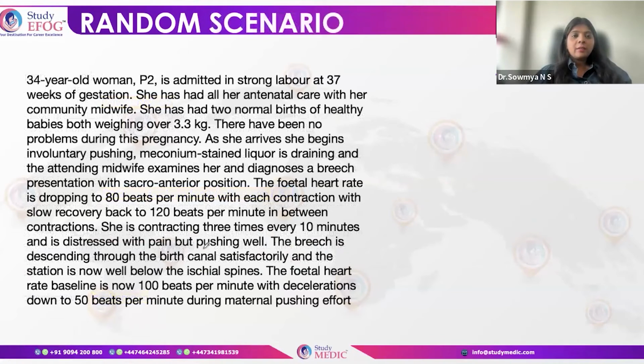Okay, again, this is a very random scenario which mentions a multiparous lady, and she had antenatal care and 2 previous babies were normal. And now breech presentation with the sacro-anterior position. Fetal heart rate is dropping to 80, but it is recovering back. And she's contracting, getting good contractions, 3 in 10, and she's distressed with pain. And the baby is descending down well with the contractions.